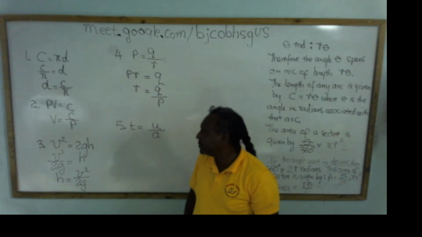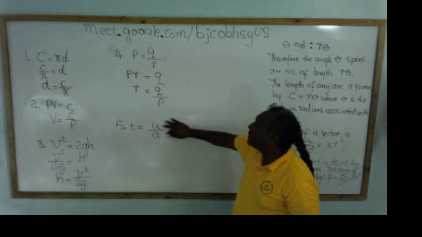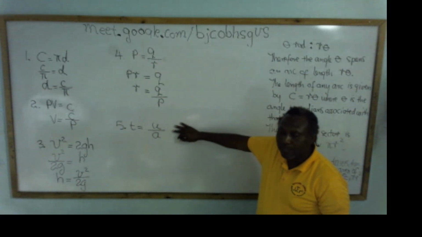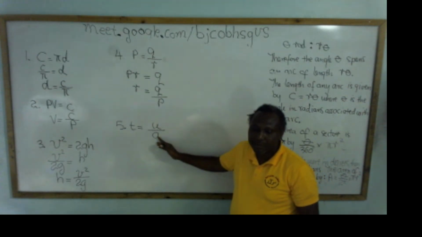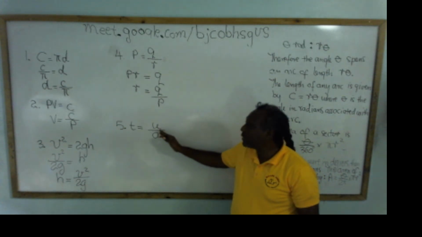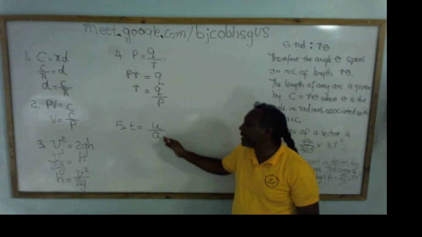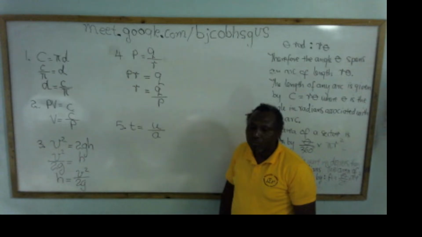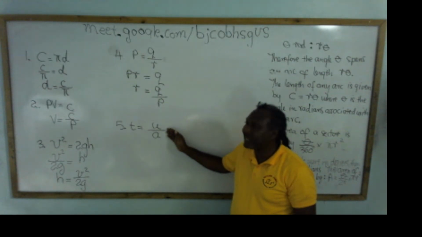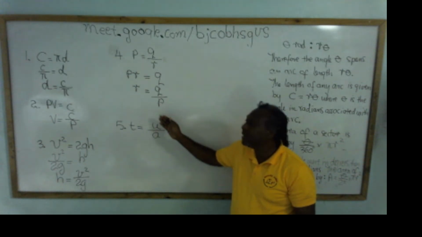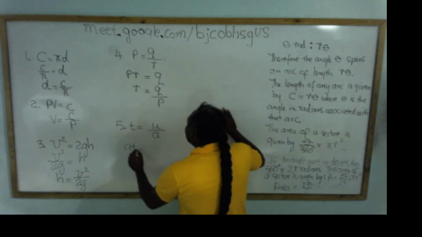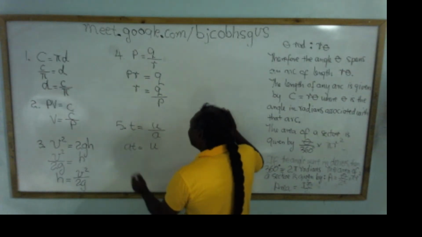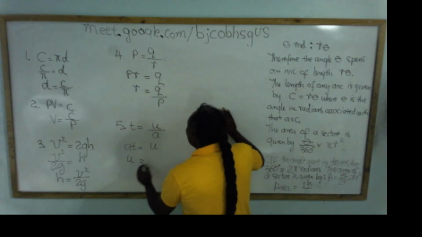What do we do? In attempting to make U the subject of the formula, we have to eliminate this A that we are dividing by. Since we are dividing by A, we have to do the opposite of division, which is multiplication. We therefore need to multiply this side by A in order to eliminate the A from this side. And of course, we will balance the equation by multiplying by A on that side. So we will have what? AT is equal to U. And then finish up by saying that U is equal to AT.